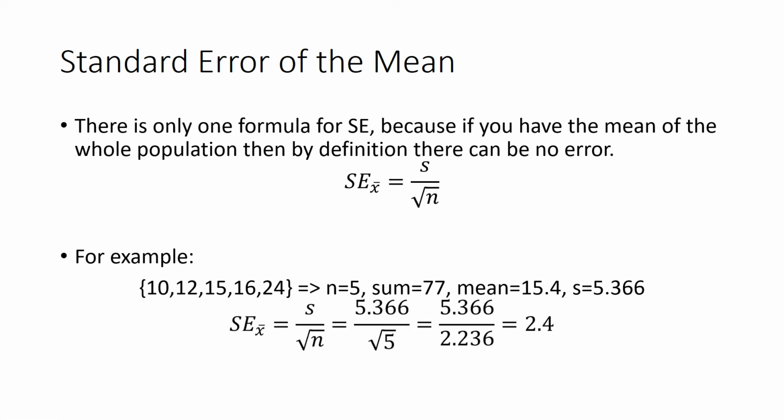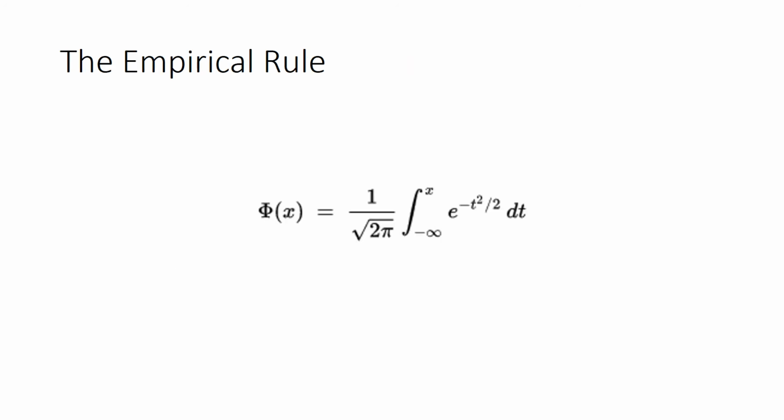And our standard error of the mean is S over square root n. So that's your 5.366 over square root of 5, which comes to 2.4. That's our standard error, 2.4. What does that mean? What use is the standard error? Well, we'll get to that.